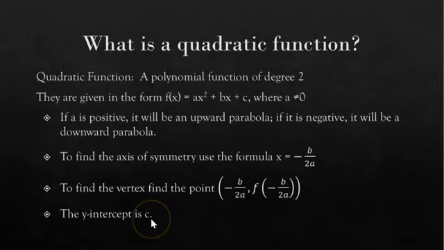And then finally, the y-intercept would be the c value. That's this last number here that doesn't have an x attached. If there is no last number, then the y-intercept is 0.